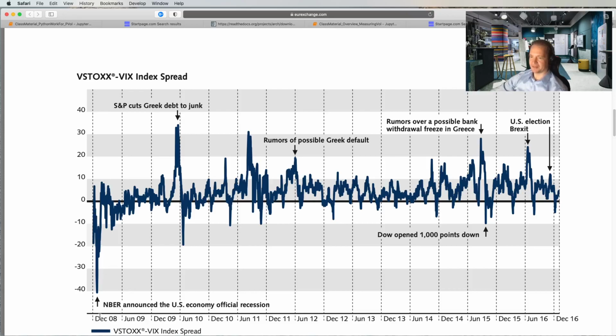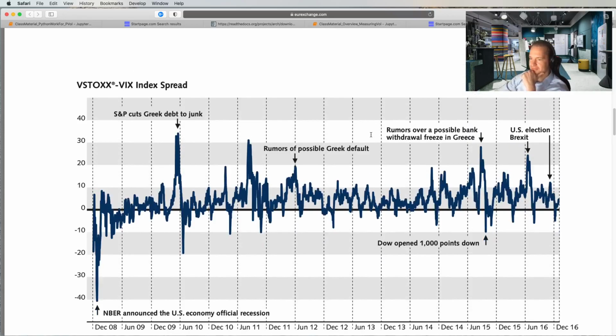What's the time? Financial crisis here, 2008. VIX, so the VIX is larger if it's negative. Yeah, that's the US problem here. And S&P cuts Greek debt to junk, yeah, then the VSTOXX goes up relative to the VIX. Or for me, that's like the second principal component, the European PC, if I get rid of the VIX, which would be my first PC. And then here we have Brexit and so on and so forth.